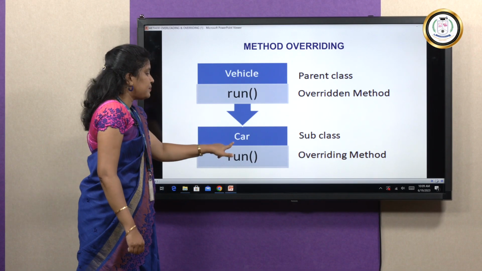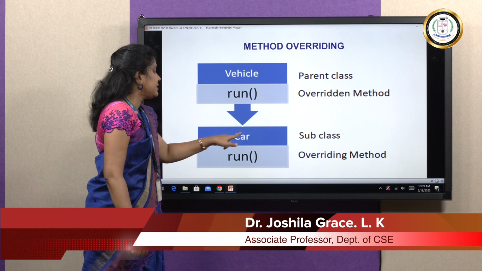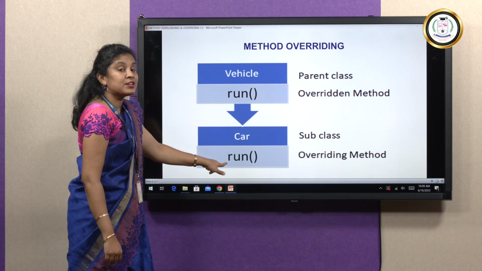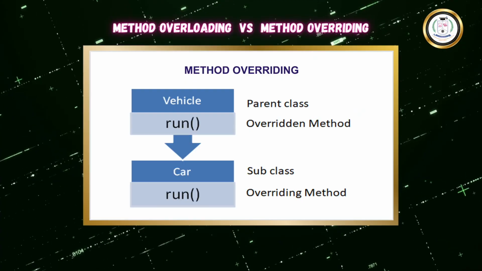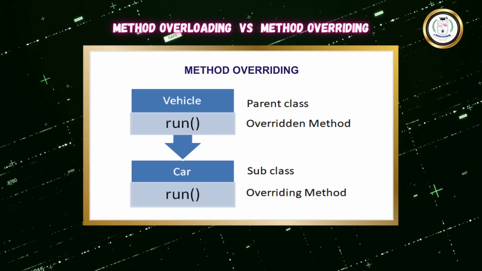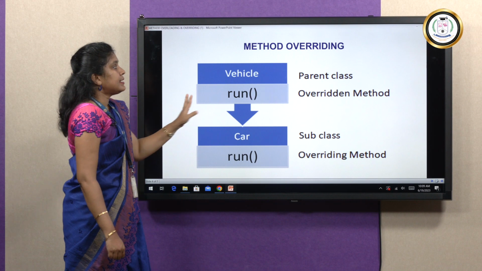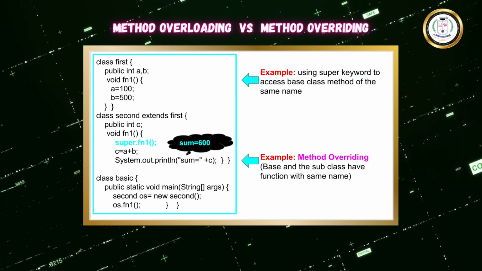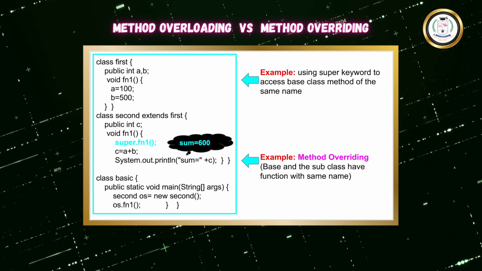I have a subclass, which is my derived class, named Car. Inside this I have a function called run. The same named function is present in both my parent class and my subclass. I call this method overriding. So in method overriding, we will have inheritance present.